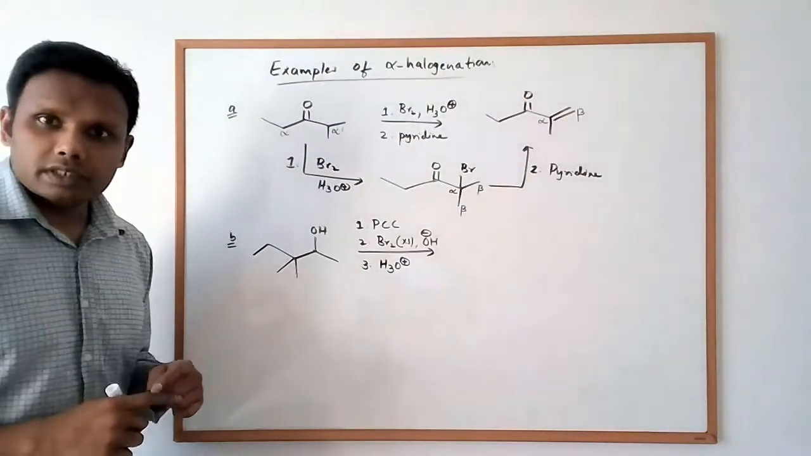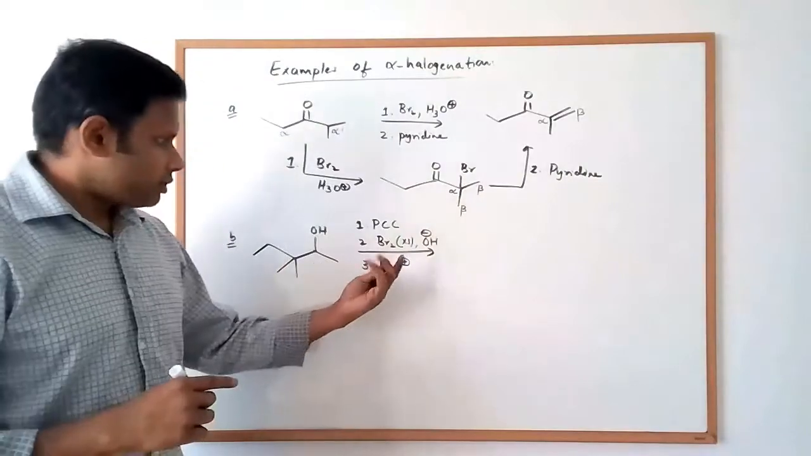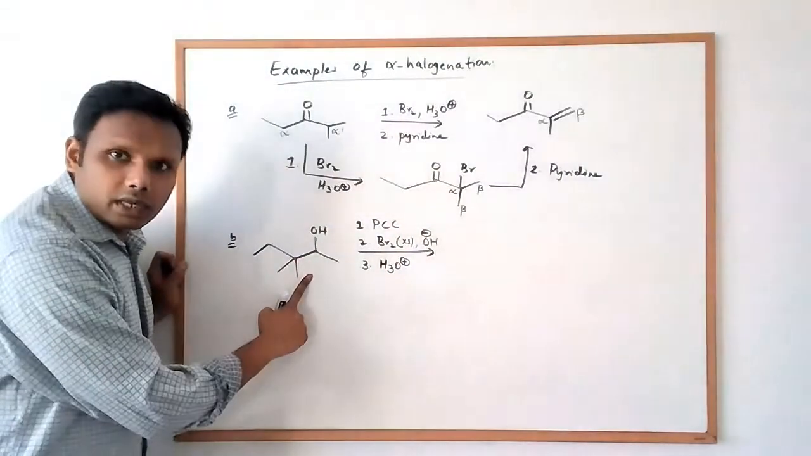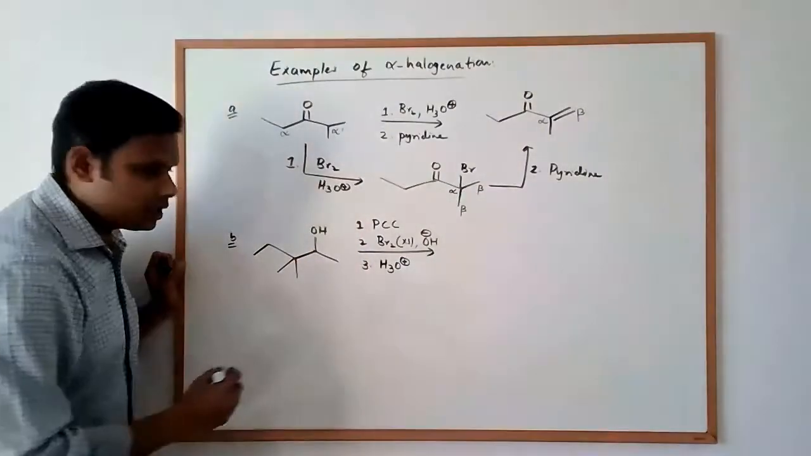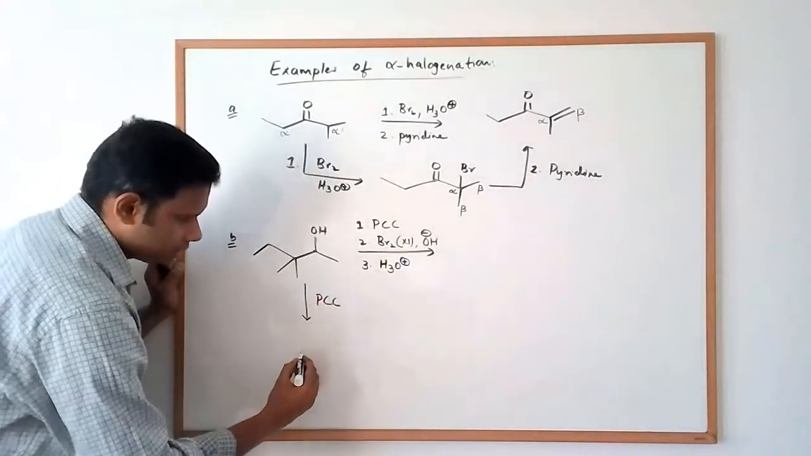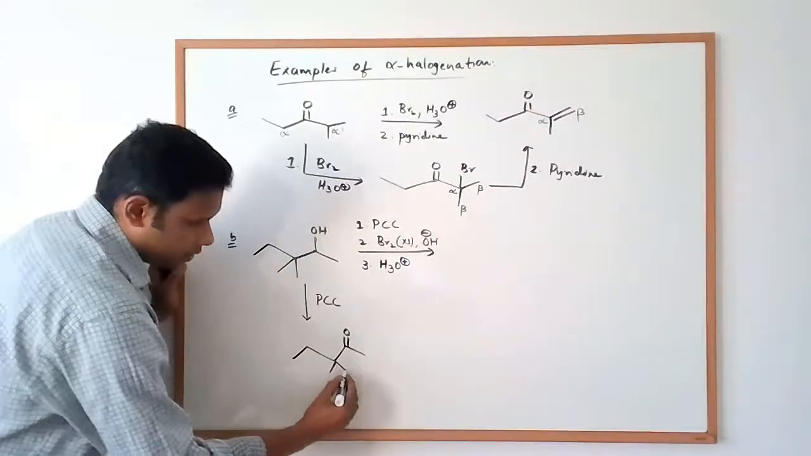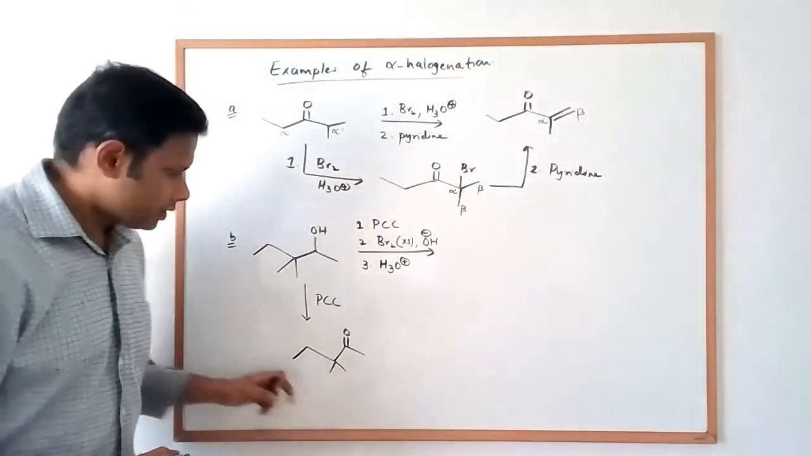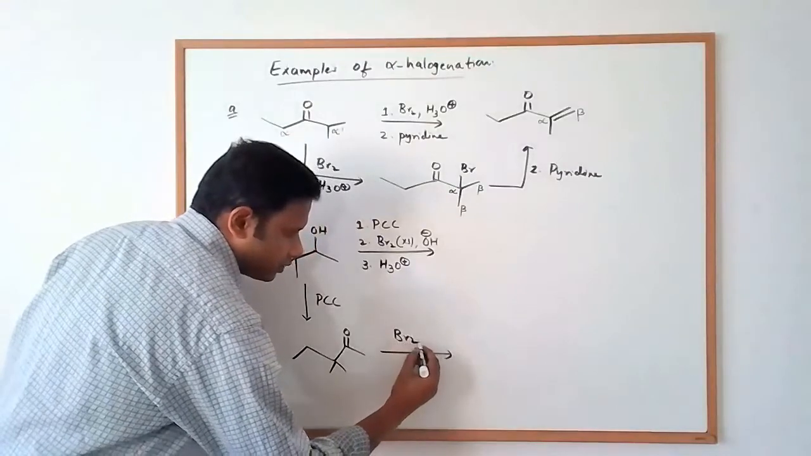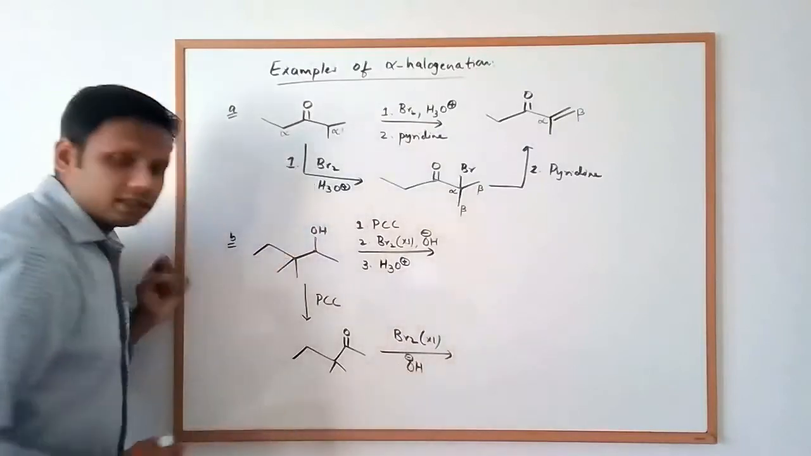The second example is one of halogenation under basic conditions, but we've actually gone back a little bit. So we have a secondary alcohol, and we're doing an oxidation on it. So when we do the oxidation on it with PCC, it should give us the ketone. And now we do the bromination on this with excess bromine in the presence of a base.